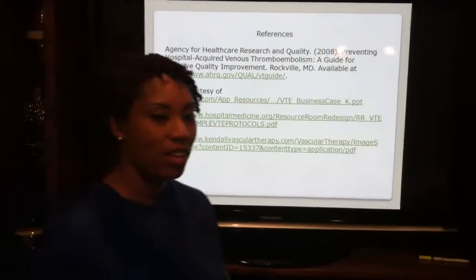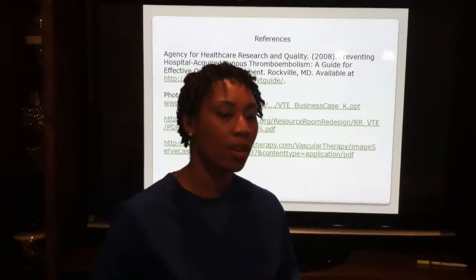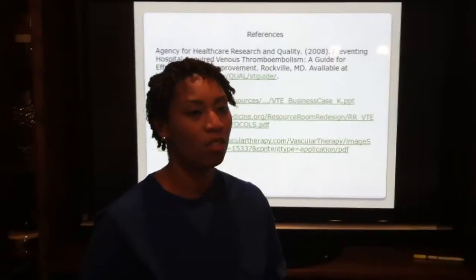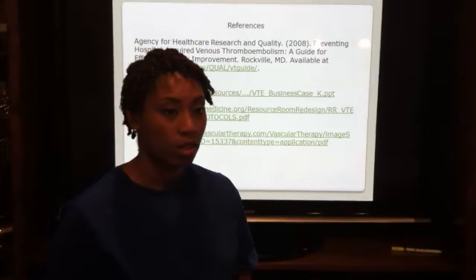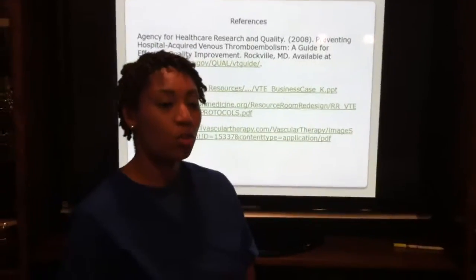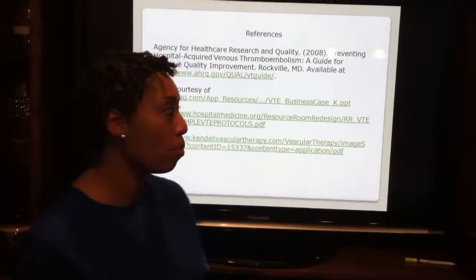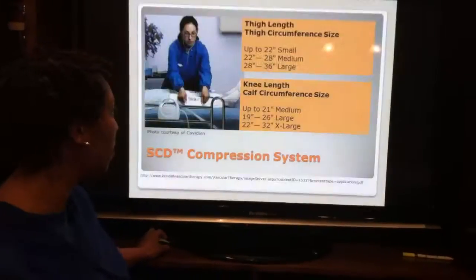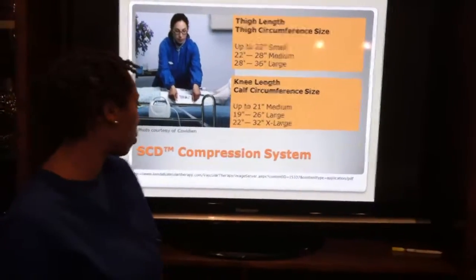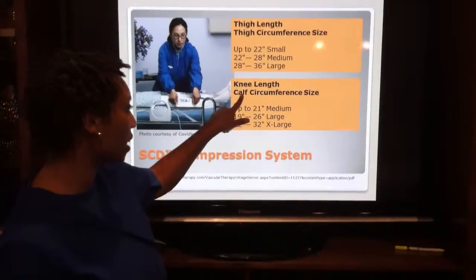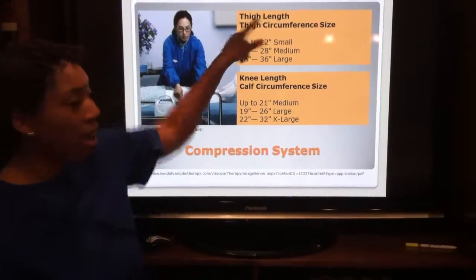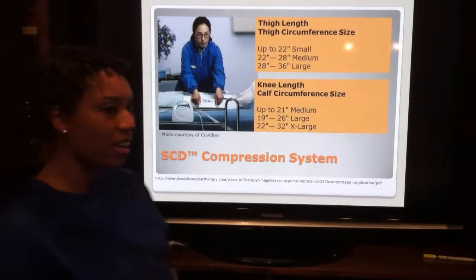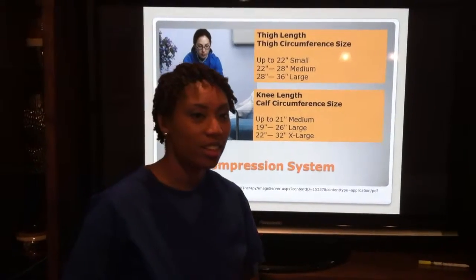Okay, does anyone have any questions? Okay, Jordan? So if you were measuring the knee length, you would measure the calf. Yes, that is correct. If you are measuring the patient for proper placement of a knee length sequential compression device, you measure the calf. If you're measuring for a thigh length, you measure the thigh circumference. Any other questions?